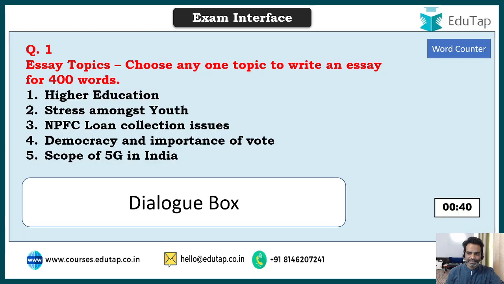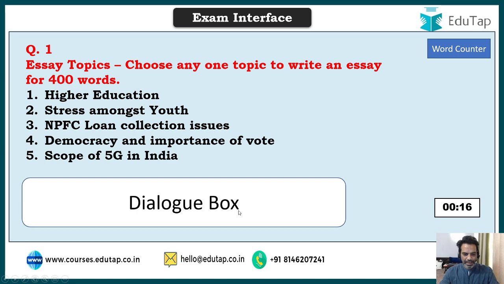Right? So guys, basically this is the basic layout of your interface. You will be given the question. For example, let's see one question. Choose any one of the topics to write an essay of 400 words. You will be given the word limit. So let's say these are the topics: higher education, stress among youth, NBFC loan collection issues, democracy and importance of vote, and scope of 5G in India. Under that you will have the dialog box.